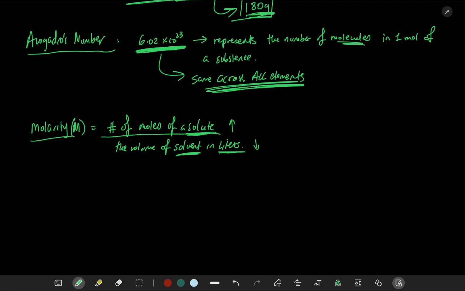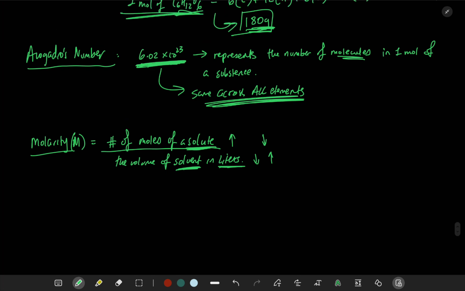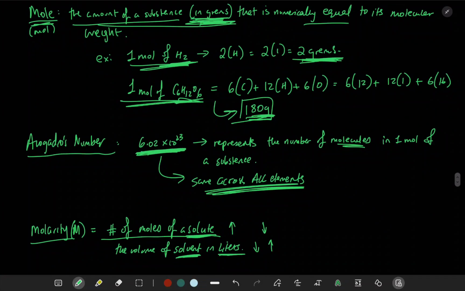Now, on the flip side, if you have low molarity, that means you have fewer solutes in more solvent, which means it's more diluted and less concentrated. So that's one of the ways, or I should say a couple of the ways, we quantify things in chemistry, with respect to the mole, Avogadro's number, and molarity. So now let's talk about what's next.